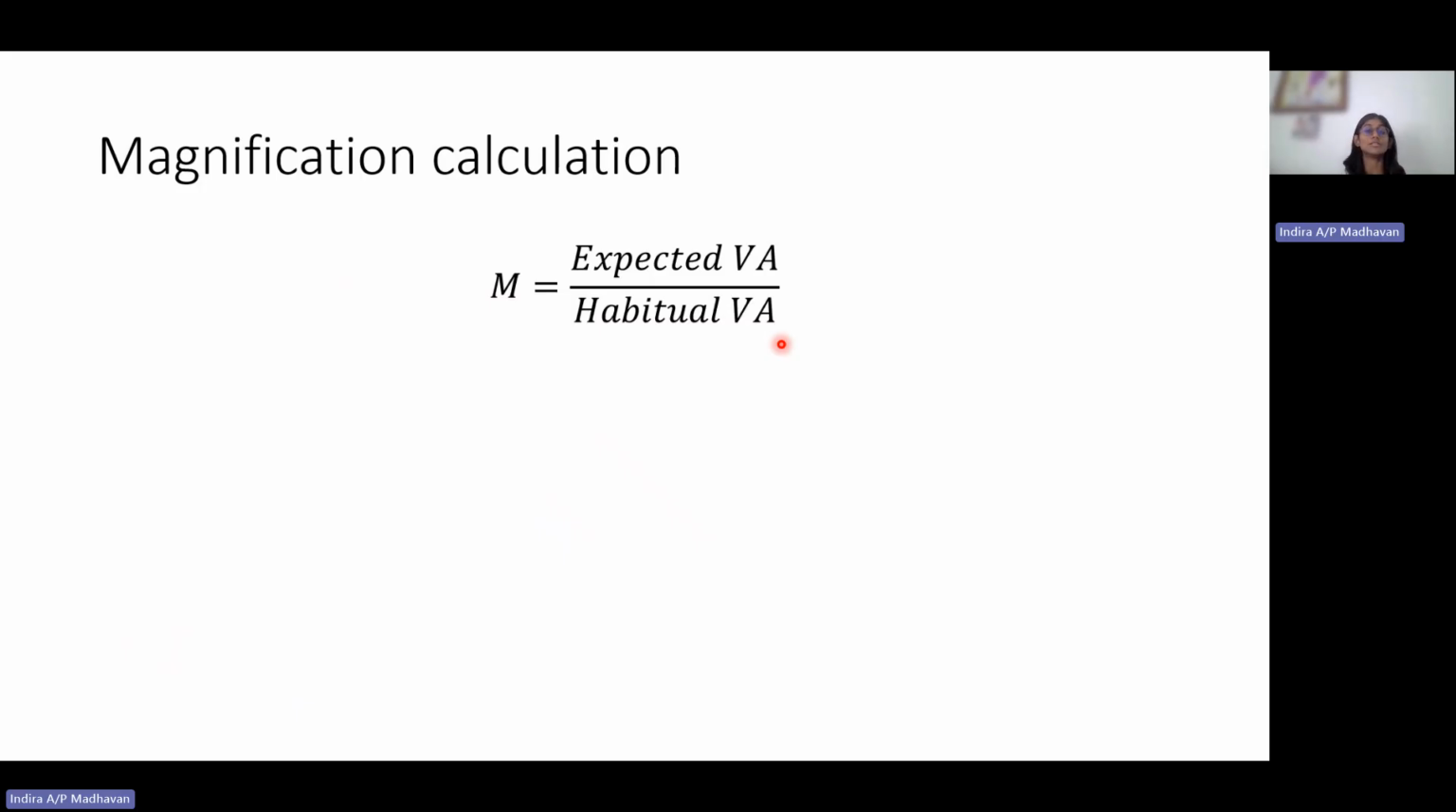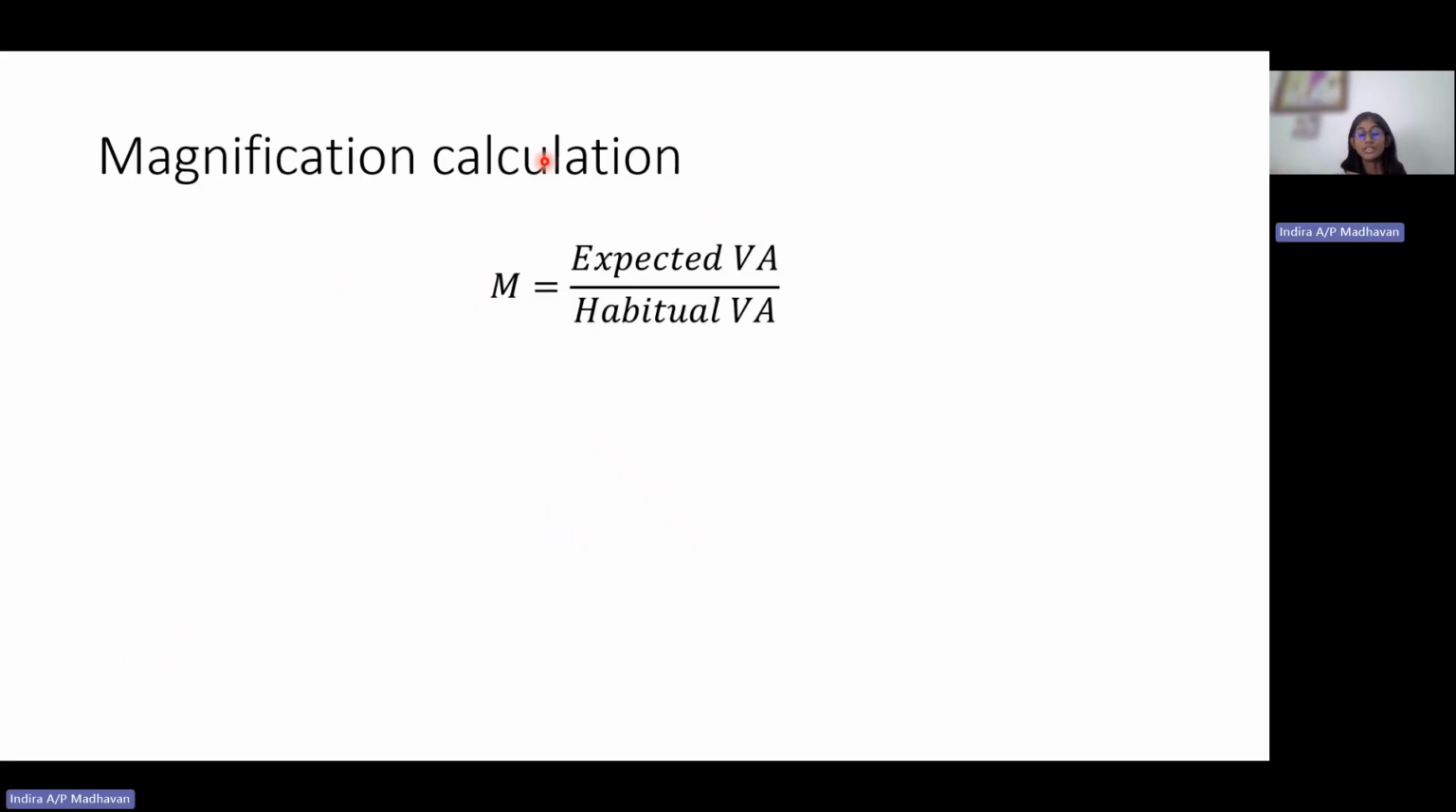Okay, so based on that, we can get the idea of the distance VA, the expected VA. For the magnification calculation, the VA that you should put in is a 6 meters Snellen VA, not logMAR. So if you measure it using logMAR, you convert it to 6 meters Snellen and then you insert it in. Okay, so this magnification calculation is only done for one eye, the better seeing eye only.